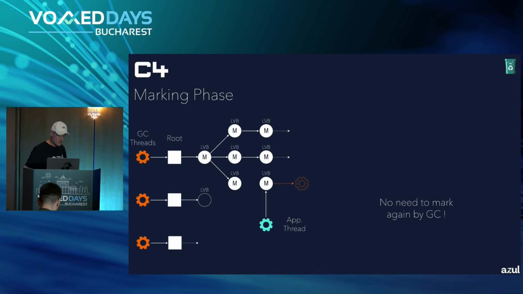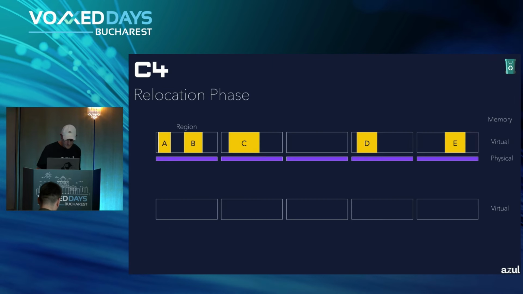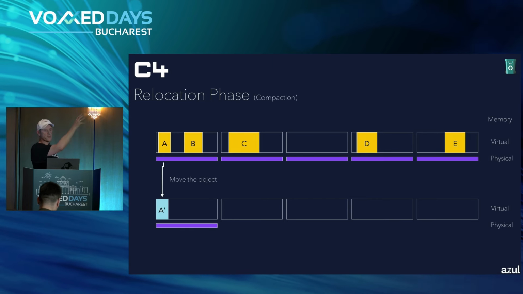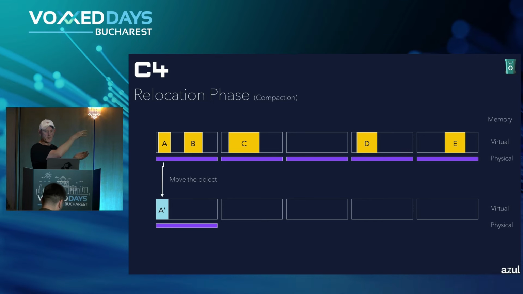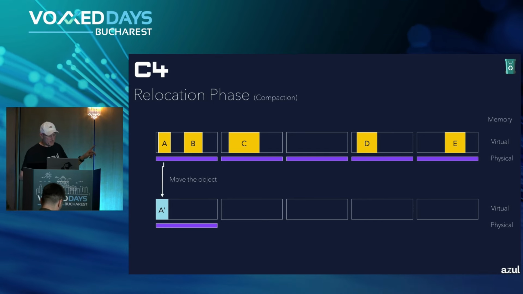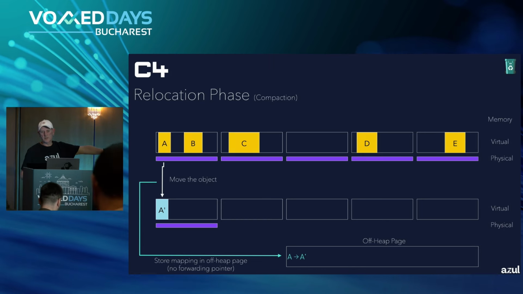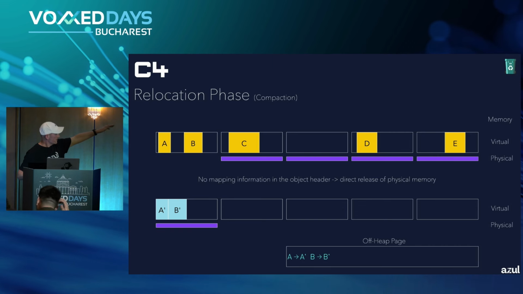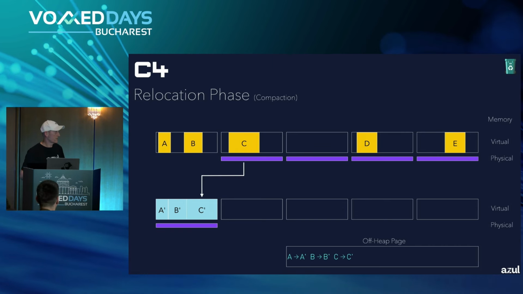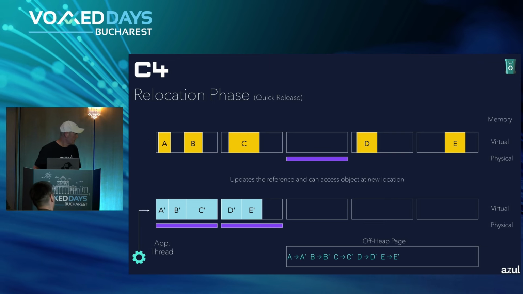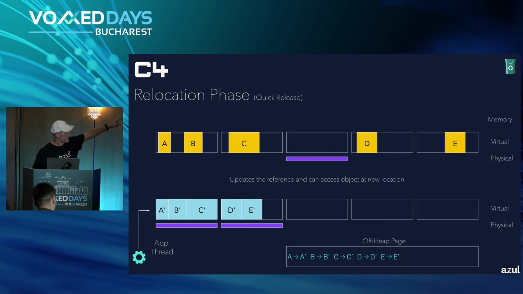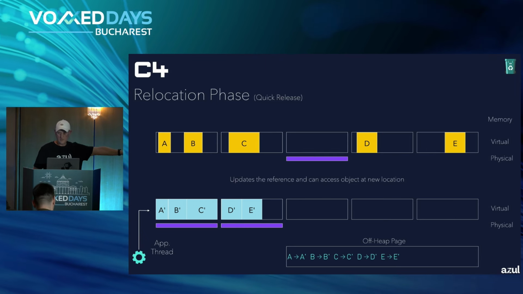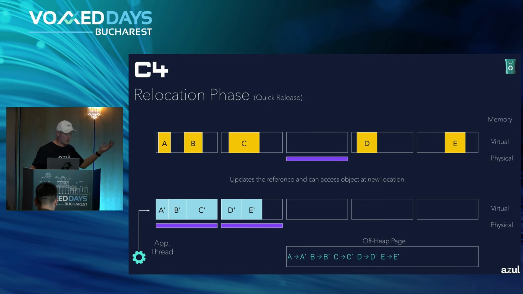There's unfortunately not enough time to go into detail here, but another thing is that, remember, the forwarding information in the other collectors was stored in the old object header, right? And we have to keep it in memory as long as possible. Here, we store the forwarding information in an off-heap page. It's not in the old object. That means once we removed all the objects, we can directly release the physical memory below that. Okay, so this is going on, and then the application thread, once it tries to address the old one, it will trigger the LVB and will look up in the lookup table, which is off-heap. So there's no old object needed.